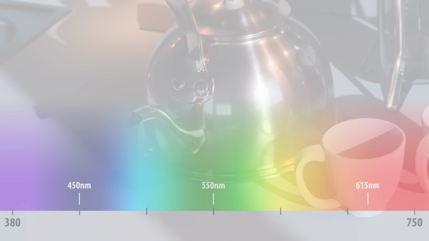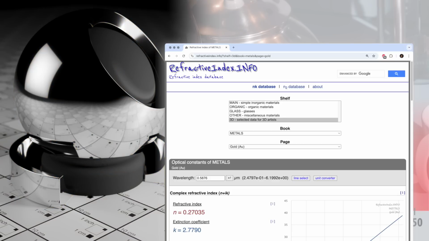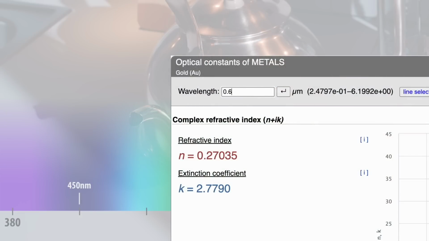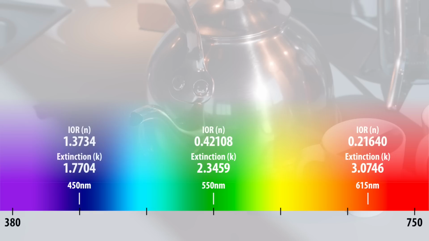Now that we've gotten that wavelength info, we head over to refractiveindex.info, a great website that contains a lot of laboratory-defined reflectance data. For instance, it has measured data for many common metals, such as gold, copper, aluminum, brass, iron, platinum, silver, and titanium. For our example, we'll use gold. We enter 615 as the wavelength to find specific complex IOR values for, and we get these IOR and extinction values. Then we do green with 550, and we get these values. Finally, we repeat for blue, and we get these values.